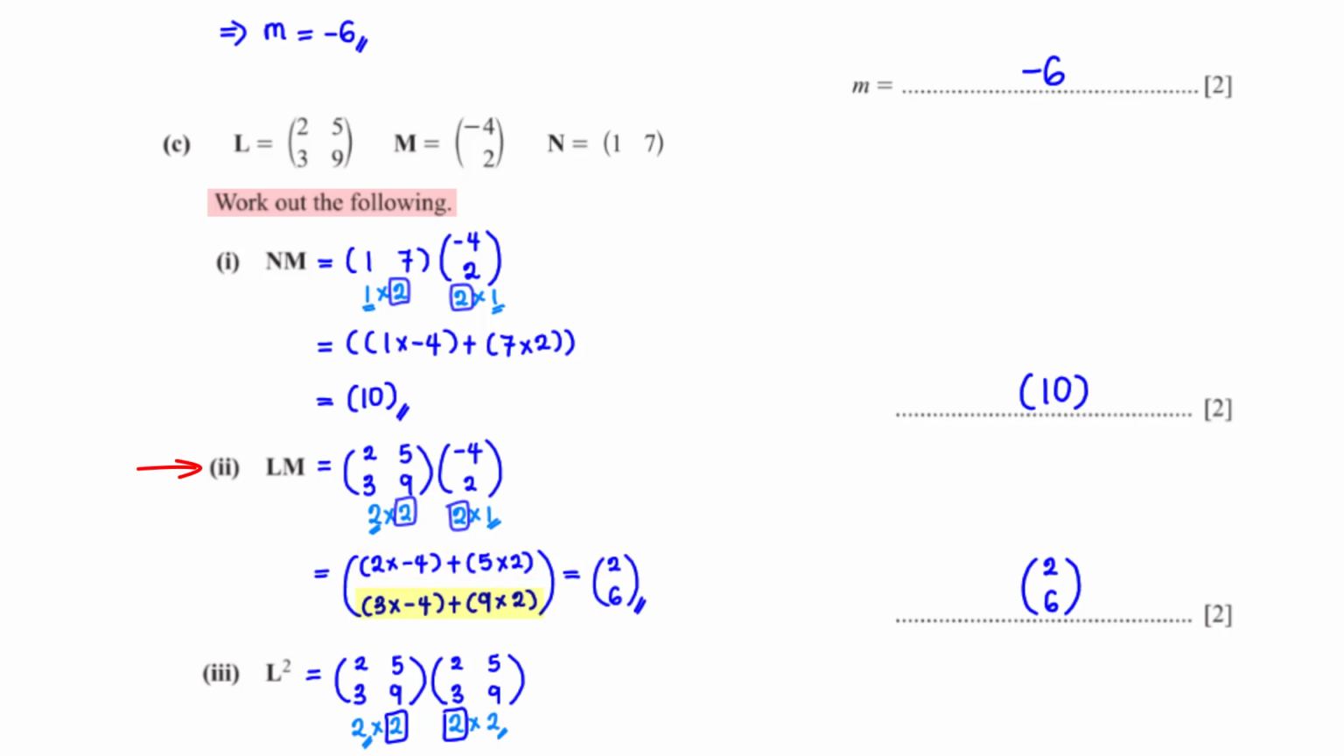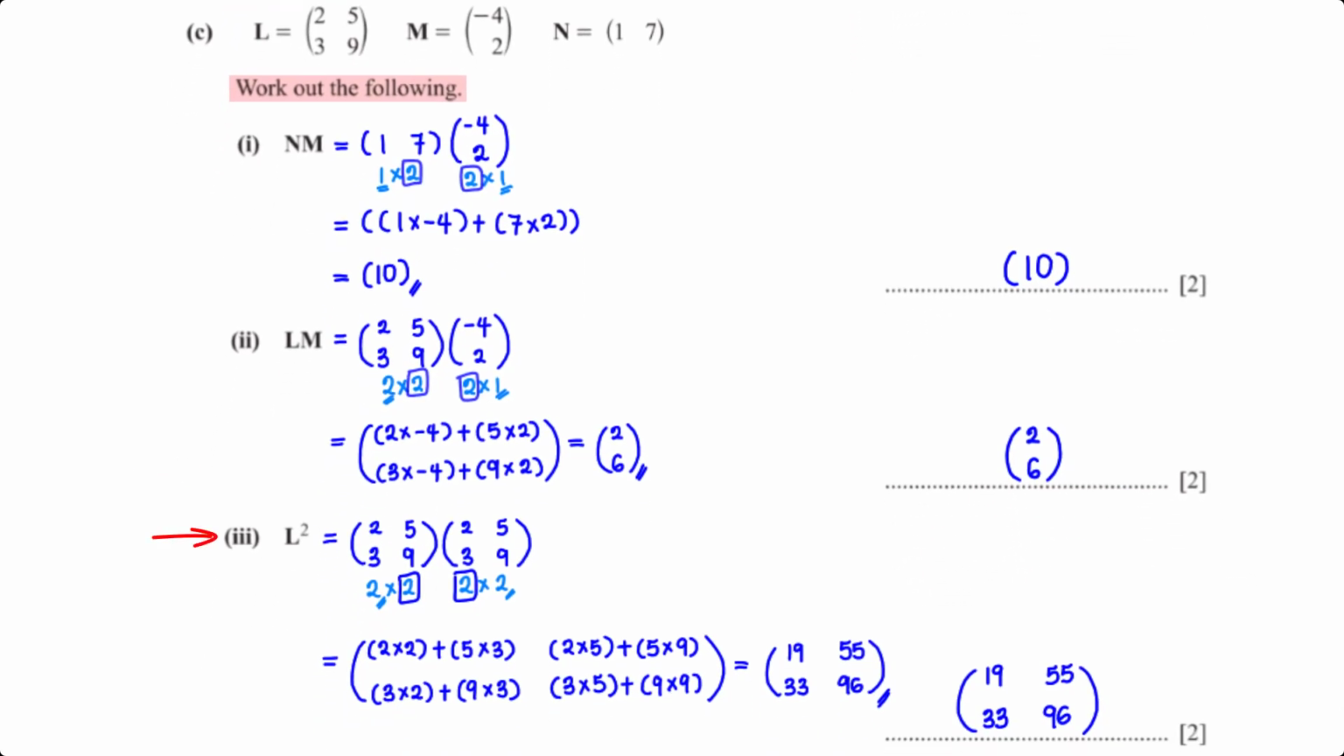To get the number in this position, we multiply the elements in row 2 of the first matrix with the elements in column 1 of the second matrix. So 3 times -4 plus 9 times 2 gives us 6.